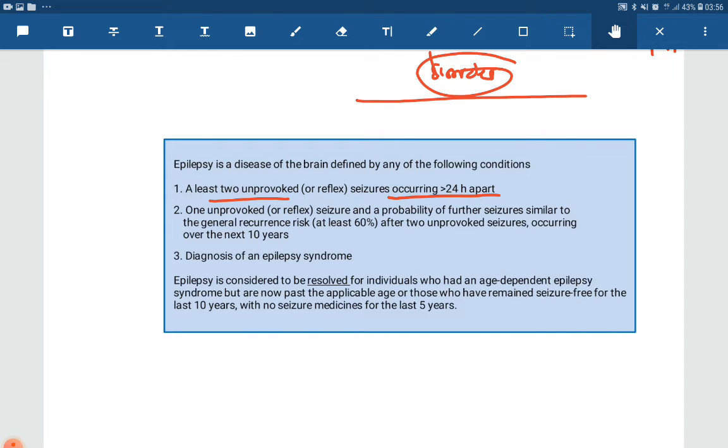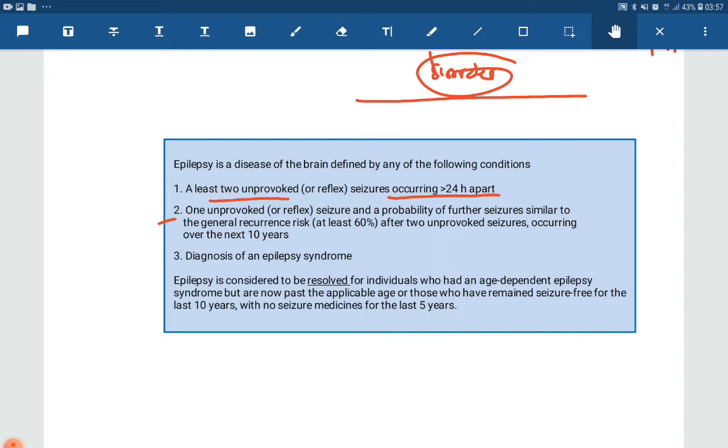Number two is when you have one unprovoked seizure. This is where you talk about the enduring tendency to have a repeat seizure, and this is important, over 10 years. If you have the tendency enduring for over 10 years, then you talk about the seizure disorder. That's another way. So that's number two. In this case, you have an enduring tendency.